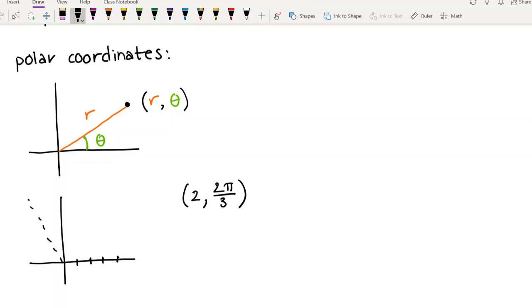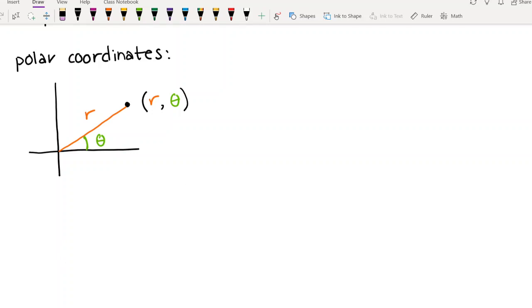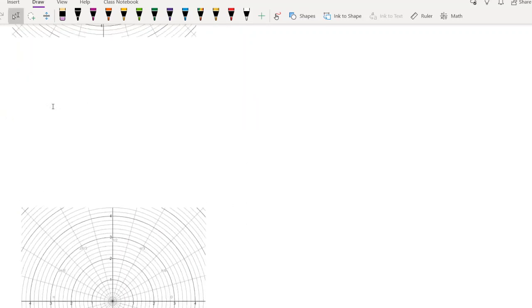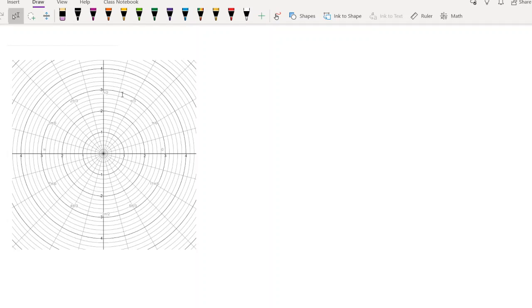So when we're graphing these kinds of points, we're not going to be graphing them on grids that look like the usual XY coordinate grids, because those just aren't very useful for graphing polar coordinates. Instead, we're going to be graphing them on grids that look like this. I know this probably looks kind of overwhelming, but how can you interpret this? Well, let's do the example I just mentioned. Let's sketch the point 2, 2 pi over 3.